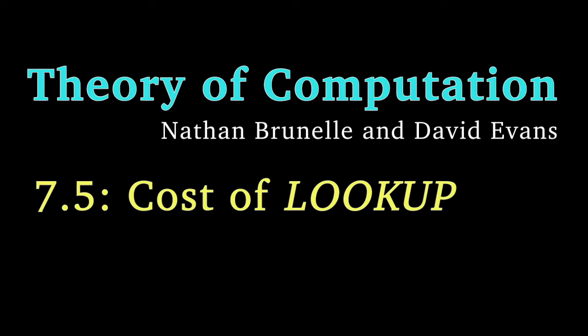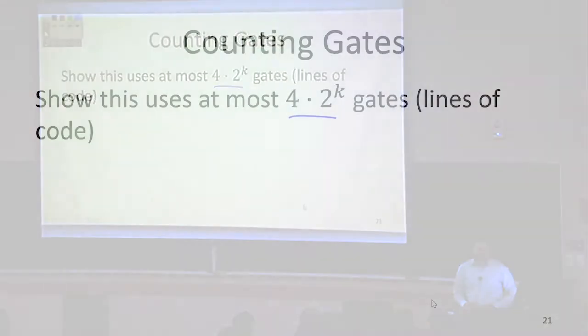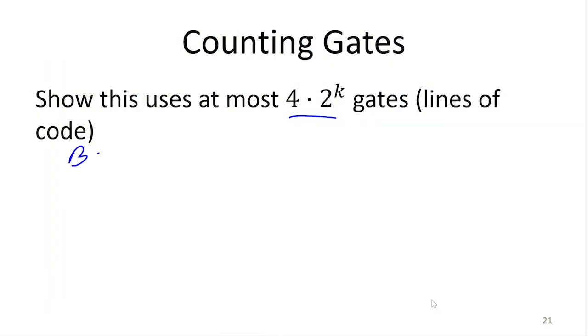Let's look at how many gates we had to do in order to do this. So I'm going to show that we could do this using, at most, 4 times 2 to the k gates. We're going to do this by induction, so we're going to have a base case, where k is equal to 1. In our base case of k is equal to 1, we required 3 gates.